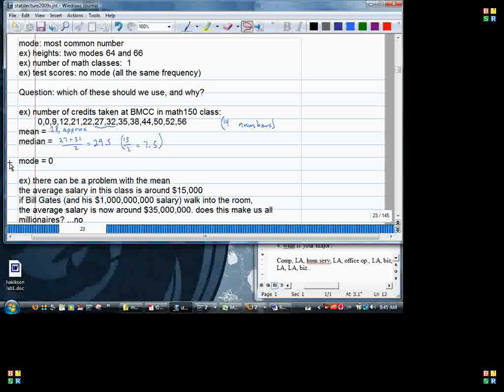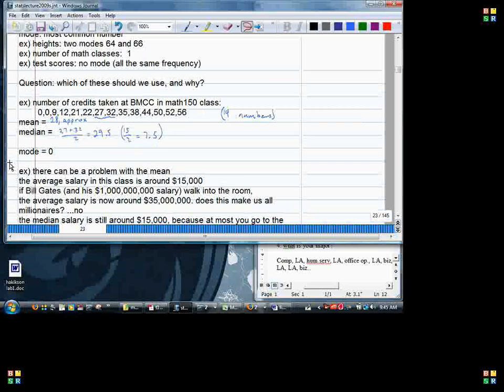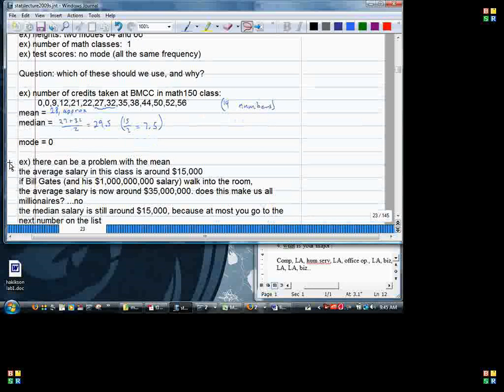Now, my next question is, Bill Gates and his $1 billion salary walk in this room, what is the median salary? It wouldn't be Bill Gates. Absolutely. It's still around $15,000. Because if you line up all the salaries and take the number in the middle, it's still going to be approximately $15,000. Having just a $1 billion figure on the end does not really affect the median barely at all. Would it affect the median? Probably not, unless two people are making $1 billion. And no, it wouldn't affect the mode.